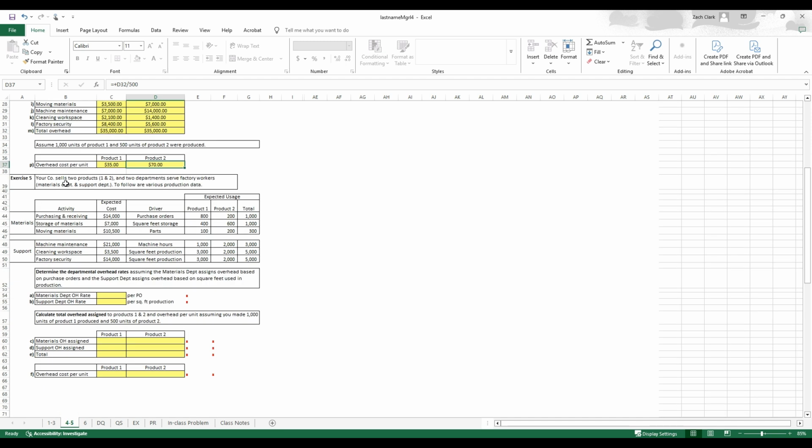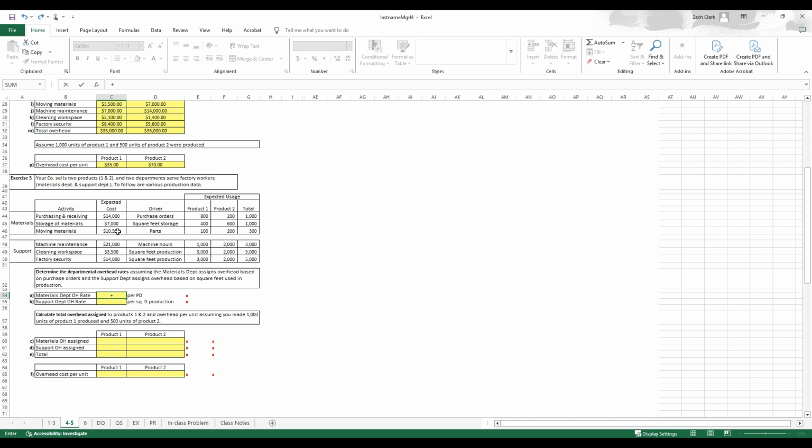All right, let's move down to exercise number 5. Your company sells 2 products in 2 departments for factory workers. So here we've got, again, a similar breakdown to follow our various production data. And we want to determine the departmental overhead rates, assuming the materials department assigns overhead based on purchase orders, and the support department assigns overhead based on square feet used in production. So this is the departmental overhead rate methodology here.